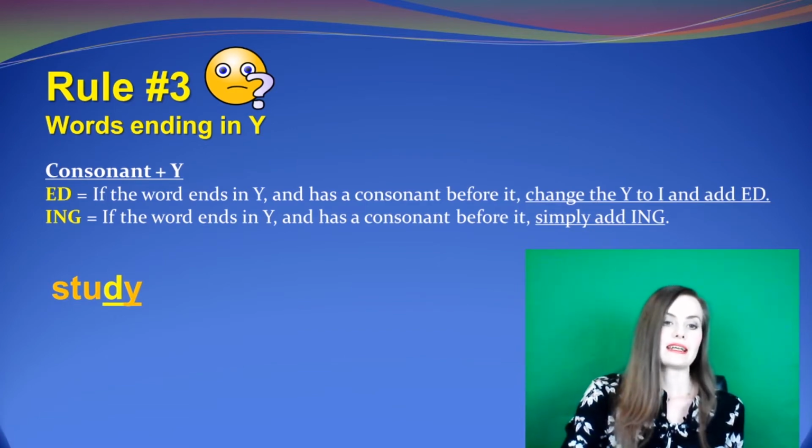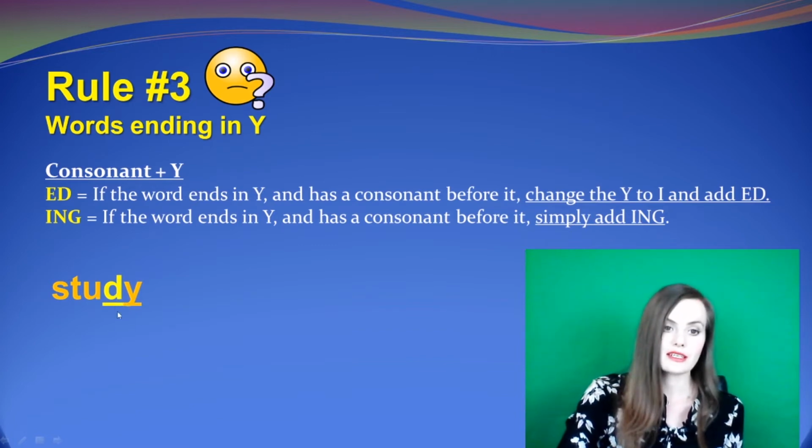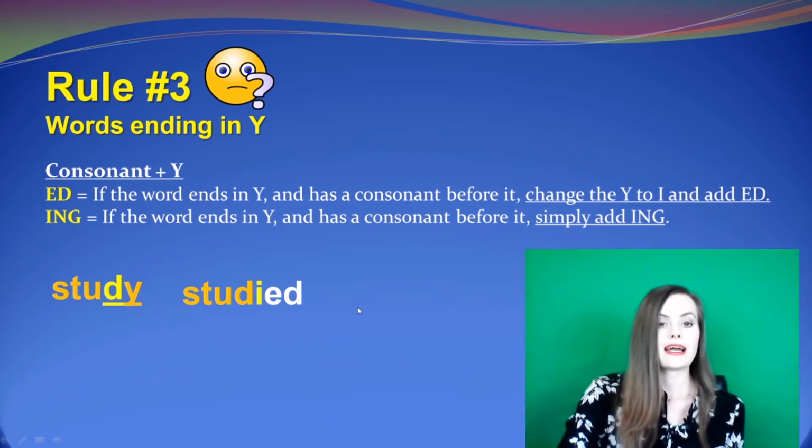So we have the word study. The word study ends in letter Y and it has a consonant before it, which is D, right? So we have this pattern, consonant and letter Y. So if we want to add ending ED, we need to change Y into an I and then add ED. Only this way we will spell the word studied. I studied it a few years ago.